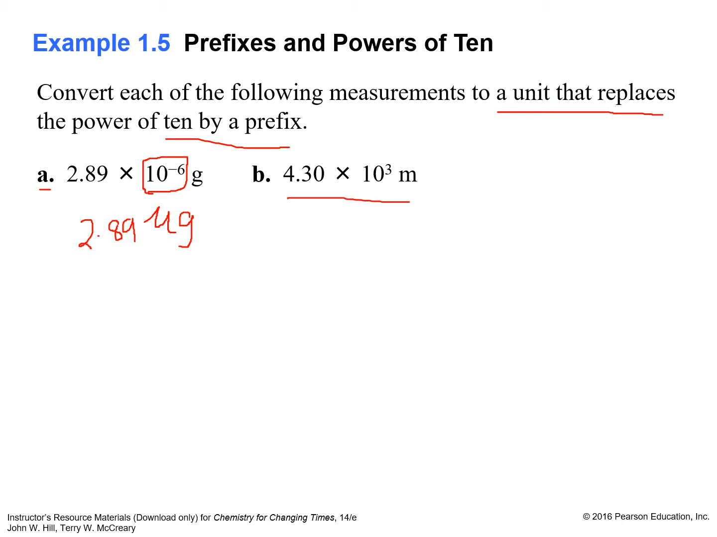So I want you to try the next one, which is 4.30 times 10 to the power of negative 6, and then 10 raised to 3 meters. Please pause the video and try to solve this.